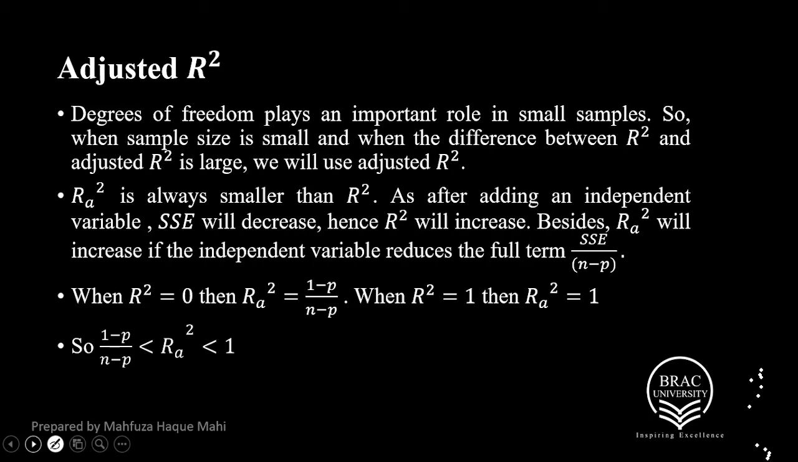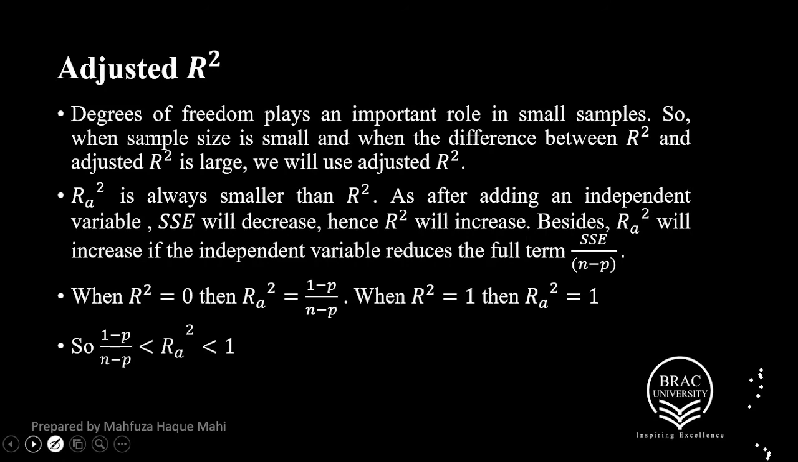Adjusted R square is always smaller than R square, as after adding an independent variable, SSE will decrease, hence R square will increase. Besides, adjusted R square will increase if the independent variable reduces the term SSE by n minus p. When R square equals 0, then adjusted R square equals 1 minus p divided by n minus p. When R square equals 1, then adjusted R square equals 1.